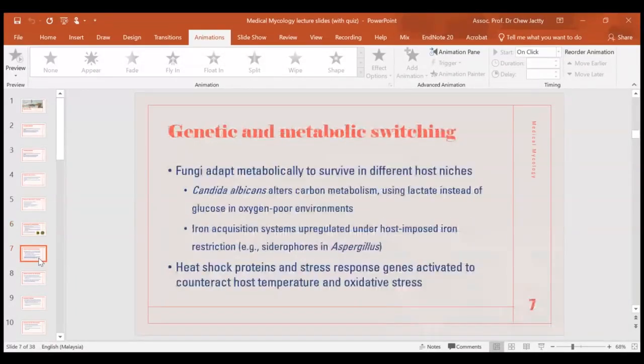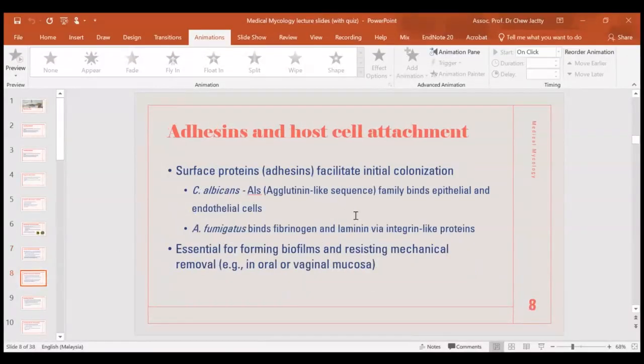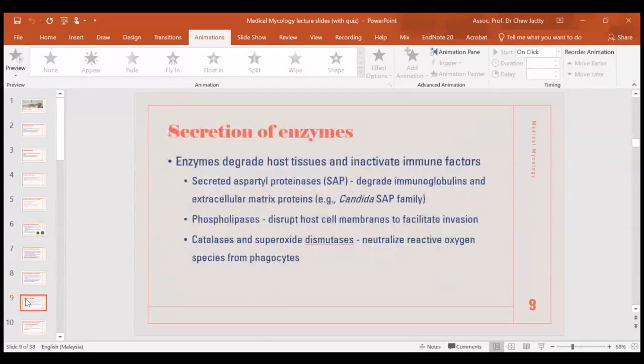And metabolic switching: depending on where they are, they can acquire different nutrition. For example, if they cannot get sufficient glucose, Candida albicans can switch to lactate and use lactate instead of glucose. And if they require iron, just like bacteria, they can produce and upregulate siderophores, for example in Aspergillus, to help the fungus acquire iron from the human host cell. And adhesins help the fungus to attach to the host cell for colonization.